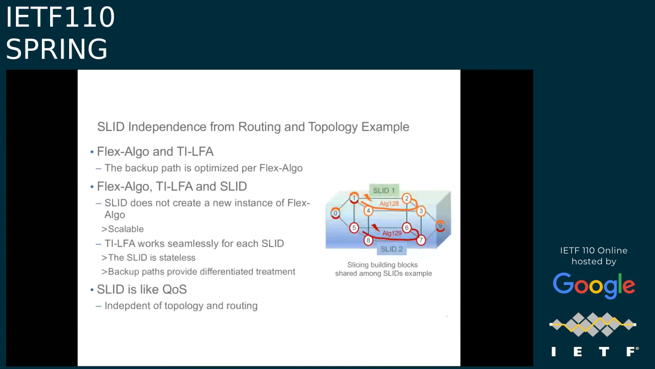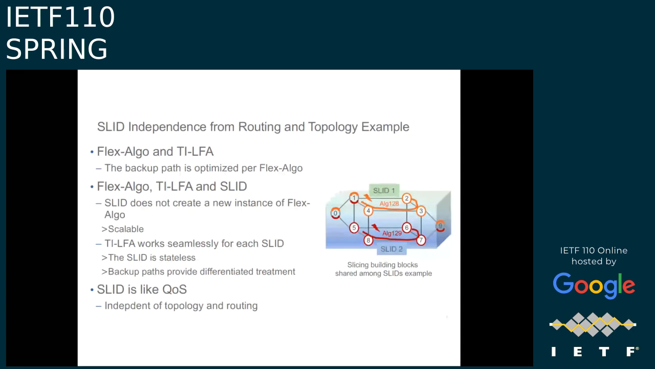Now let's exemplify why the slice ID construct needs to be independent of routing and topology. I'd like to draw your attention to the picture on the right, ignoring the big box for now. Here you have a network with two flex algos: low latency flex algo orange 128, and low cost flex algo red 129. I mentioned earlier that if you have a failure, say between link 1 and 2, you want the low latency traffic to use a backup path that is also low latency optimized. And indeed, this is what happens for the flex algo case.